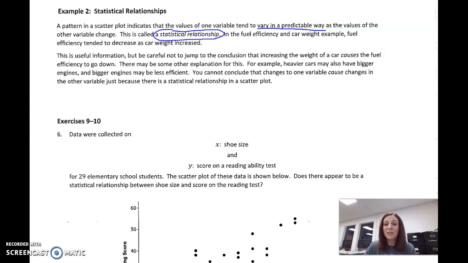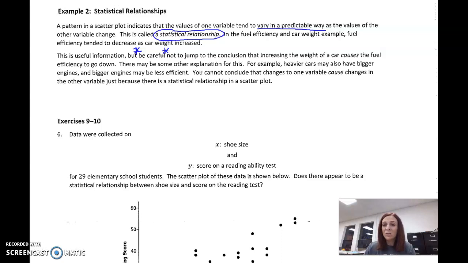This is useful information, but be careful not to jump to the conclusion that increasing weight of a car causes fuel efficiency to go down. There could be other explanations. Heavier cars have bigger engines. Bigger engines are less efficient. So maybe it's not the weight of the car that's making it less efficient, it's the engine.